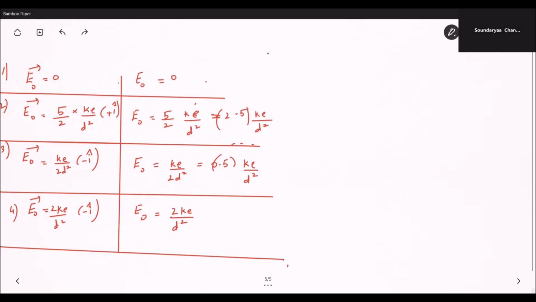Now from all the four values we have found, we can identify which electric field has the largest magnitude. It is the second case which has the largest magnitude. Then comes the fourth case, then the third case, then the last is the first case. If we have to arrange in the lowest to highest order, then we can say E1 is less than E3, is less than E4, is less than E2.